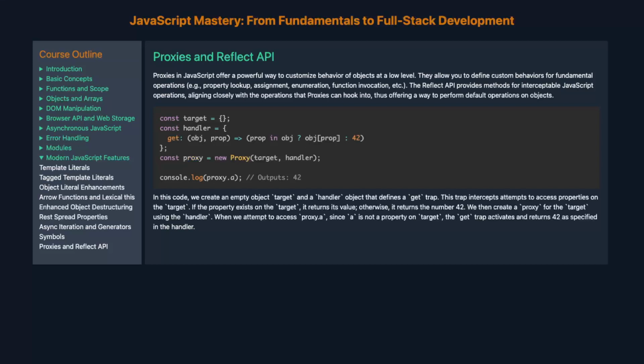In this code, we create an empty object target and a handler object that defines a get trap. This trap intercepts attempts to access properties on the target. If the property exists on the target, it returns its value, otherwise it returns the number 42. We then create a proxy for the target using the handler. When we attempt to access proxy.a, since a is not a property on target, the get trap activates and returns 42 as specified in the handler.